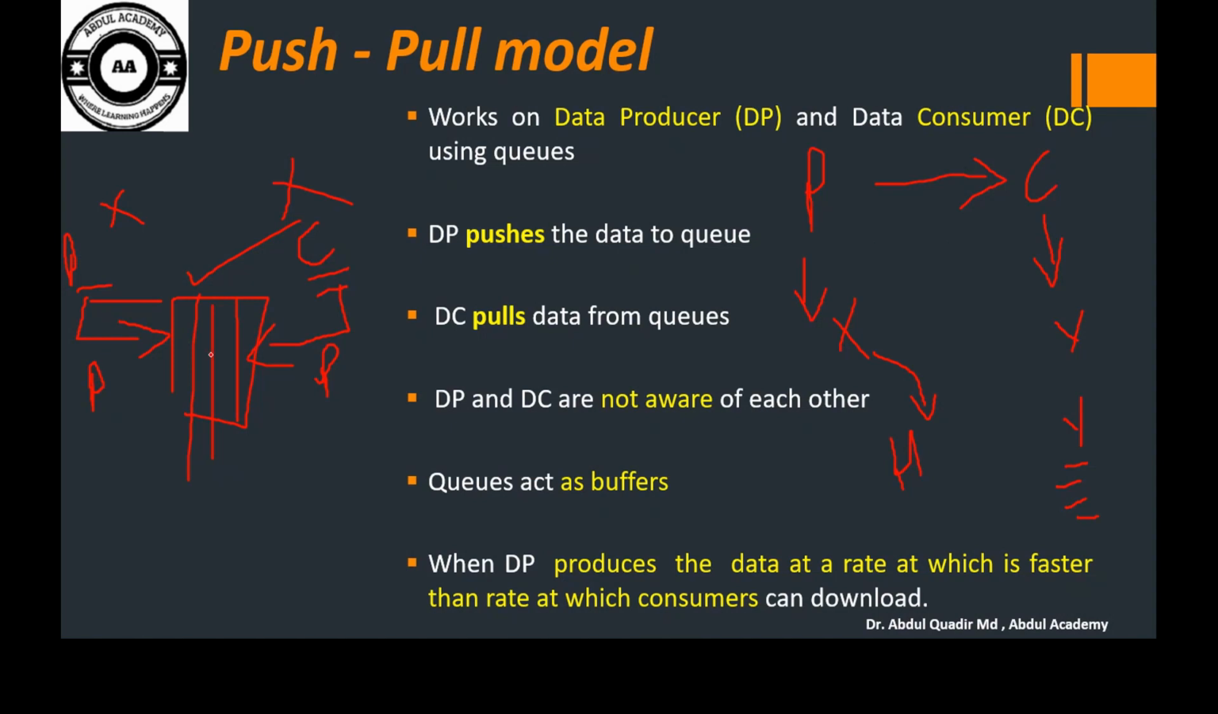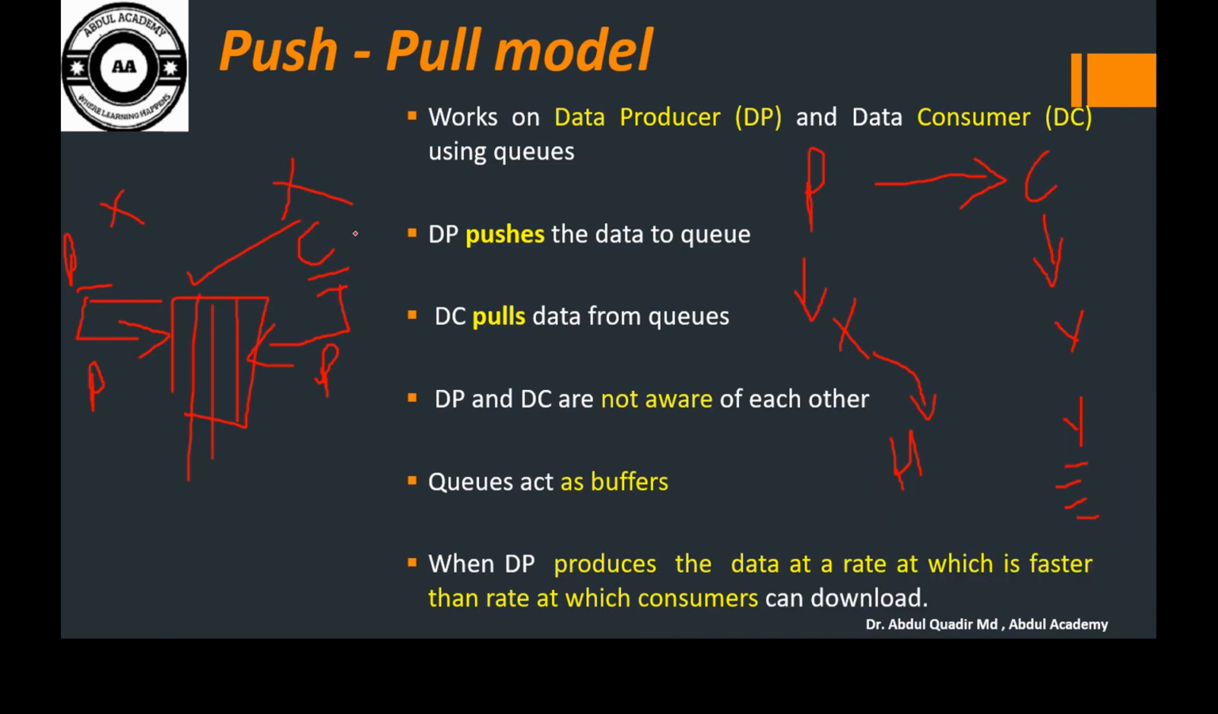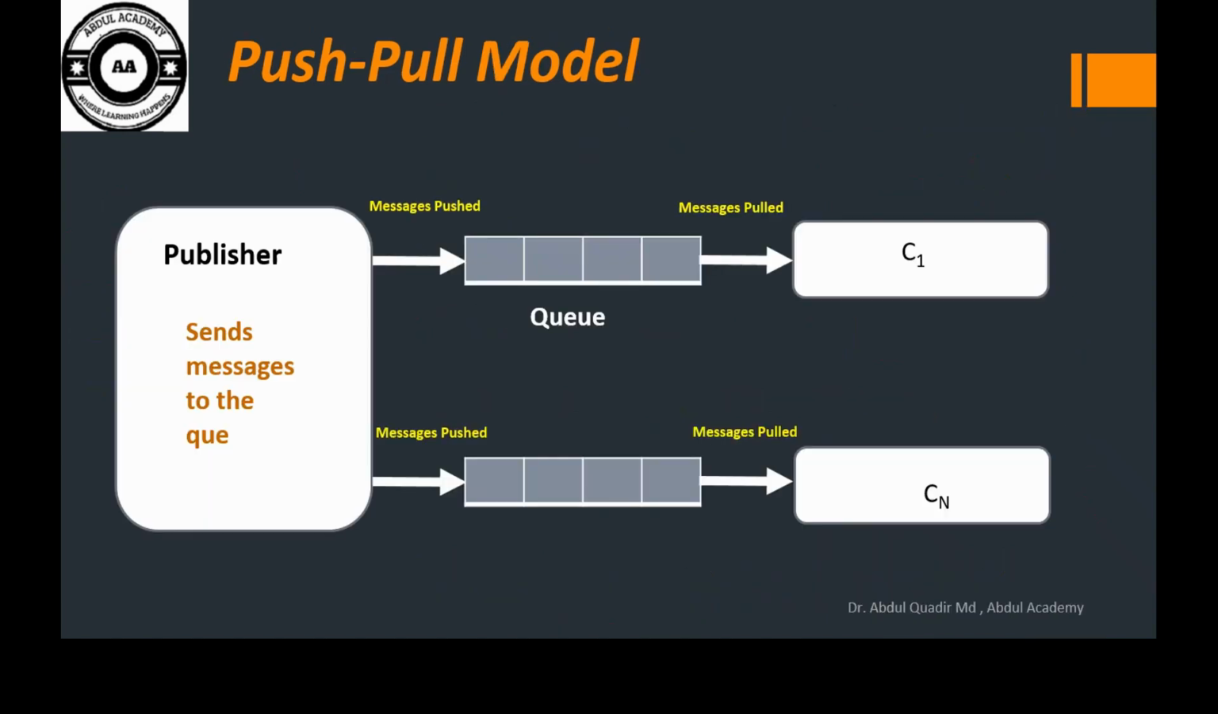So we go for a concept of queues, where the producer is producing at its own rate and pushing the data to the queue, and the consumer is consuming at its own rate Y and taking the data from the queue. The producer produces the data at a rate which is faster than the consumer can download. So if we bring in the concept of queues, this particular error is avoided.